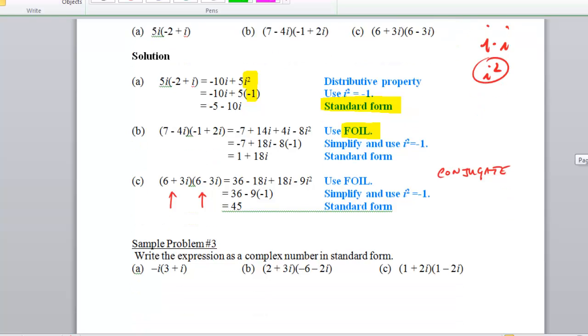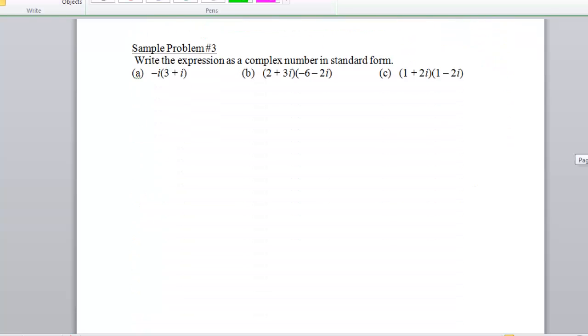Now, if we look down at sample problem number 3, we've given you 3 similar examples to work. Keep in mind when you finish simplifying each of these problems that you need to put the complex number in standard form. So go ahead and take a second to do that now.